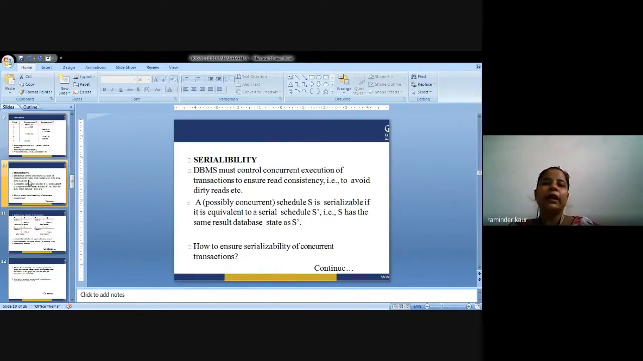So next is serializability. As I told you earlier, serial means we are supposed to perform the transactions in a particular schedule, either in ascending order, so that our transaction process goes smoothly. And there are two rules.